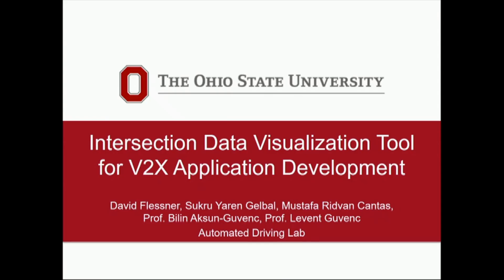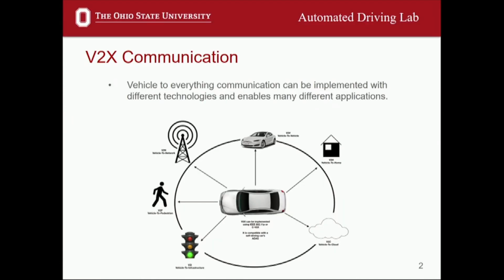So David? I'm David, and with my lab, we developed this vehicle to infrastructure tool for V2X application. So a brief overview of V2X communication. We talked about it a little bit yesterday, but it's really vehicle to everything communication that can be implemented with a lot of different technologies, and it enables a lot of different applications. And this is really where a lot of the advantages of automated driving comes from. So vehicles can communicate with other vehicles, homes, the cloud, other networks, pedestrians, and also infrastructure.